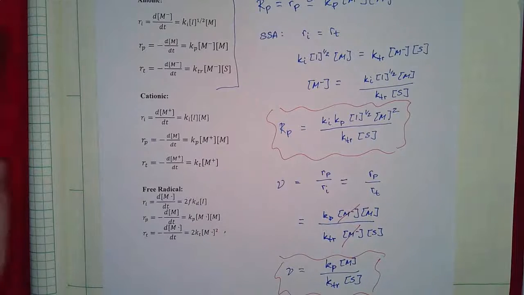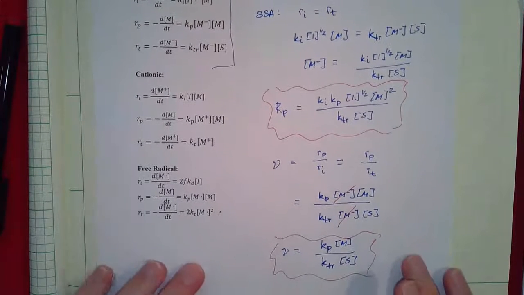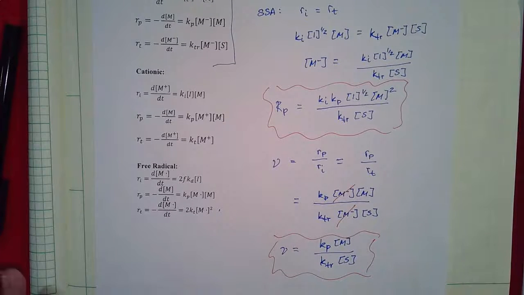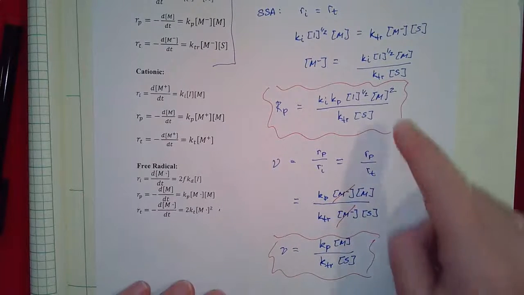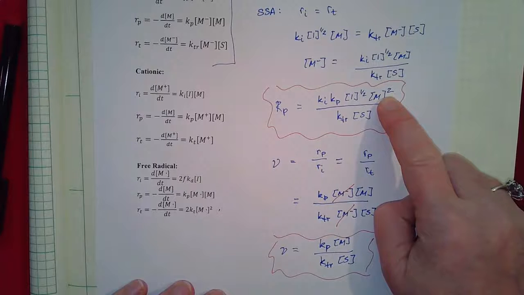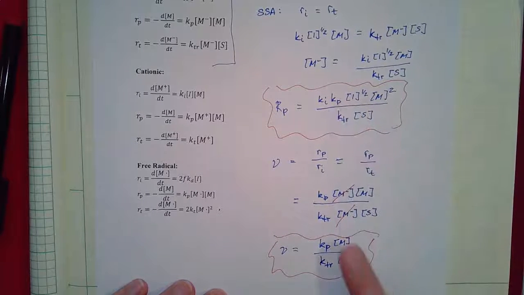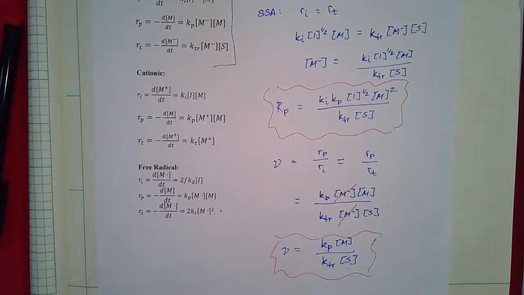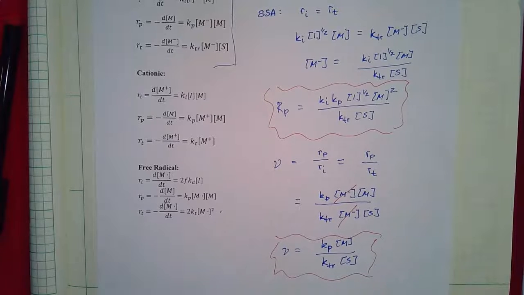And if the question asks for the initial rate of polymerization or the initial kinetic chain length, you don't have to separate the variables and integrate. You just plug in the initial concentrations and go from there. We'll talk a little bit more about problem solving when we start going over some of the problems in the problem set. Thank you.